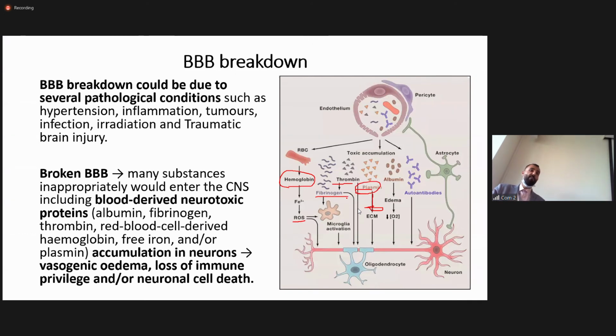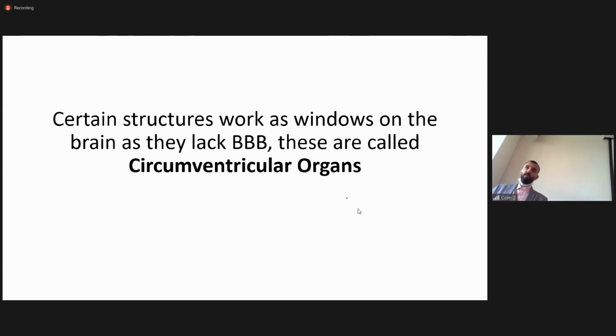Antibodies will now have access to the brain. It's going to be a total mess, okay? And so the brain would lose its immune privilege. However, although we have the blood-brain barrier, certain structures within the brain do have access to the blood, but for a certain reason.